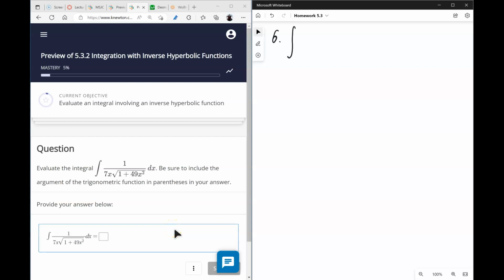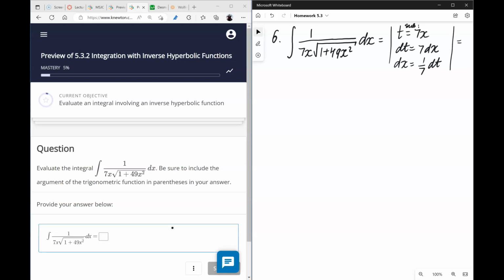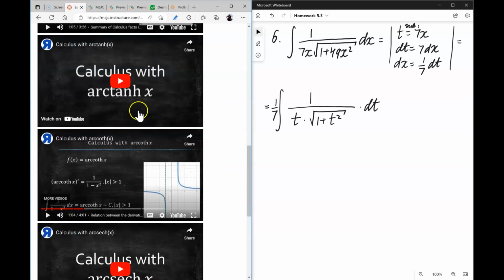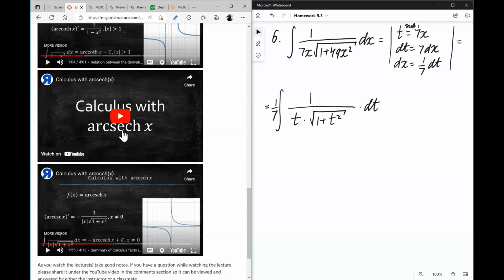All right, so here we have an integral of 1/(7x square root of 1 plus 49x squared). And the first thing we're going to do is make a substitution. So t is equal to 7x, and dt will be 7 dx, and dx will be 1/7 dt. Now we plug everything in. So here, instead of 7x in the denominator, I put t. Instead of 49x squared, I put t squared. Instead of dx, I put 1/7 dt, but I'll write 1/7 in the front. And now this should be in your table of integrals, and you should at least recognize that this is some sort of pattern, and we can take advantage of it.